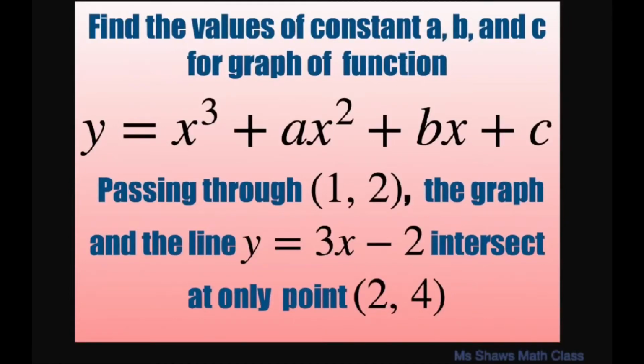Everyone, we're going to find the values of the constants a, b, and c for the graph of the function y equals x cubed plus ax squared plus bx plus c that passes through this point, (1, 2). Also, the graph and the line y equals 3x minus 2 intersect at only one point, (2, 4).